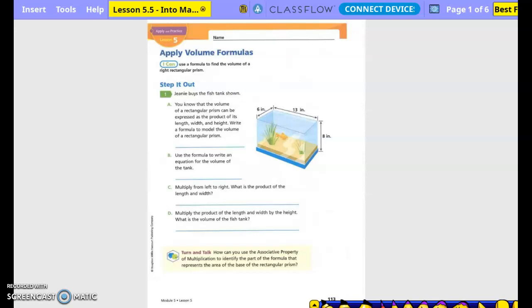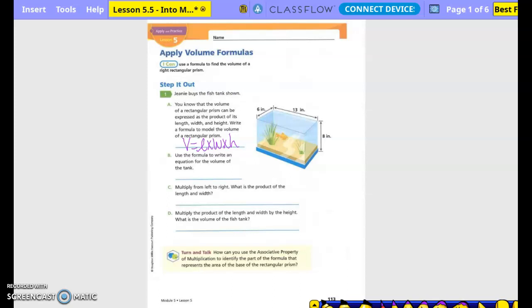Letter A. You know that the volume of a rectangular prism can be expressed as the product of its length, width, and height. Write a formula to model the volume of a rectangular prism. So what is our formula, guys? Volume equals length times width times height. Use the formula to write an equation for the volume of the tank.